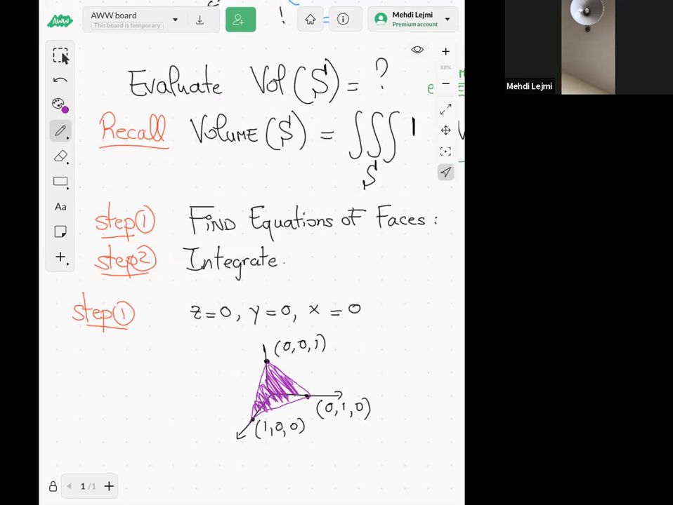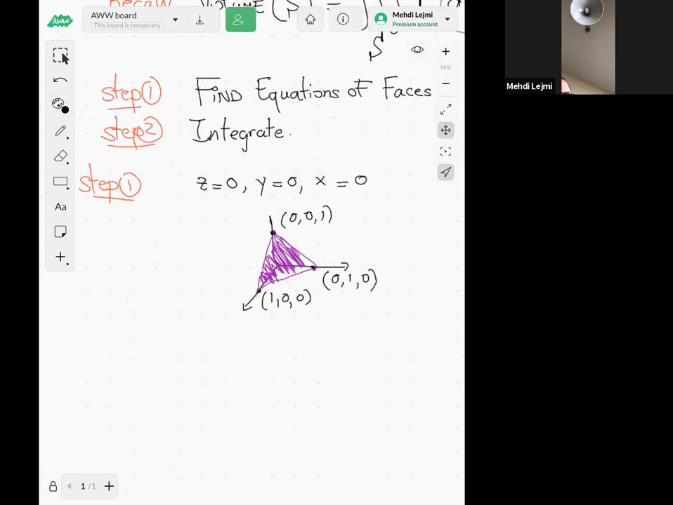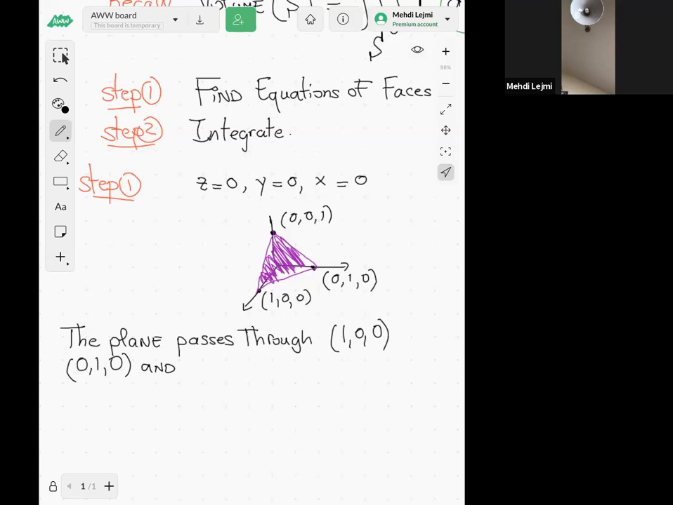All right. So we have this plane which contains the points 1, 0, 0, 0, 1, 0, and 0, 0, 1, right? So the face or the plane passes through the points 1, 0, 0, 0, 1, 0, and 0, 0, 1. So the question, of course, is what's the equation of this plane, right?